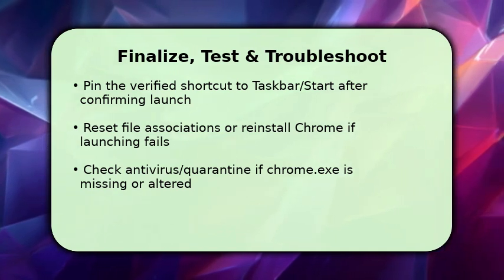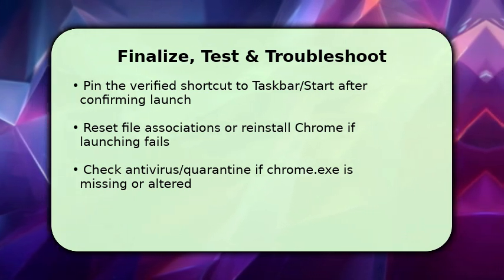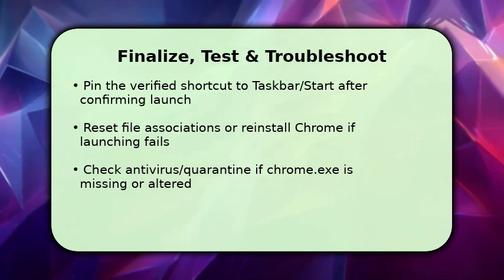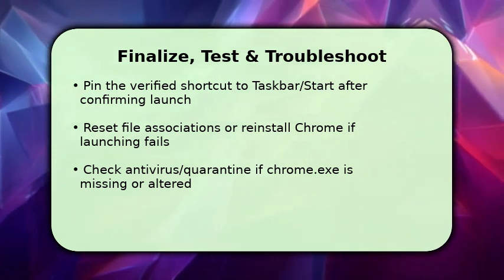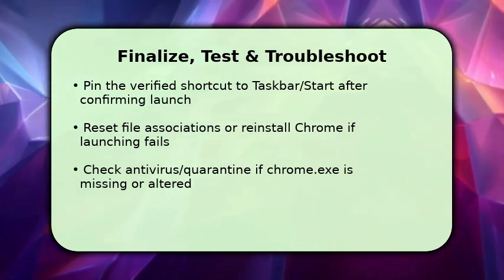Launch Chrome from your recreated shortcut. Once it opens, right-click its taskbar icon and choose Pin to Taskbar or Pin to Start. If it still fails to launch, reset Windows File Associations for LNK or reinstall Chrome. Reinstall won't remove your profile unless you delete user data.